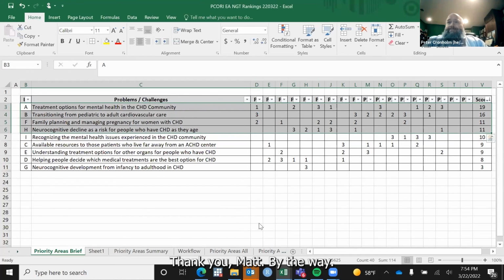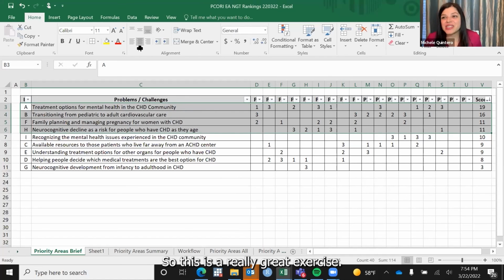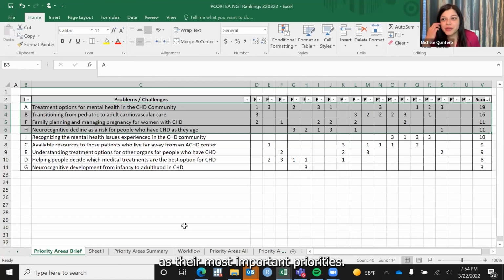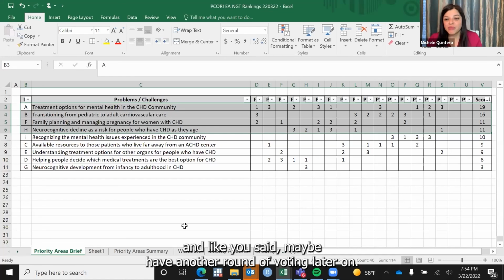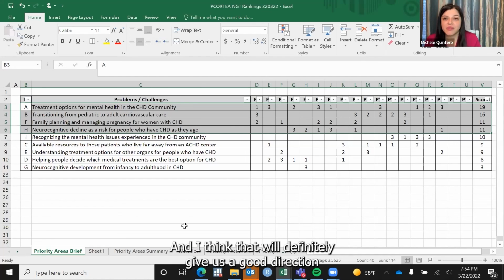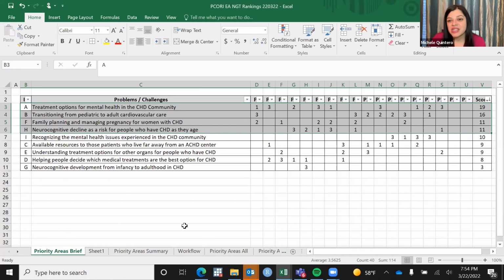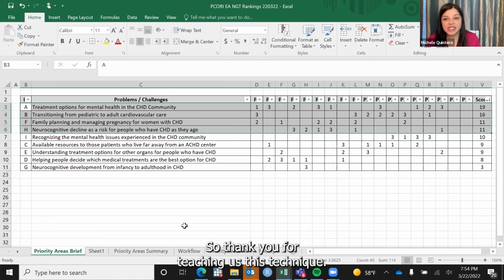Thank you, Matt, by the way. This was a really great exercise. It's really interesting to see what the group values as a whole as their most important priorities. I definitely hope we can work more with this, and like you said, maybe have another round of voting later on. I think that will give us a good direction as far as shaping and developing our research questions. So thank you for teaching us this technique.